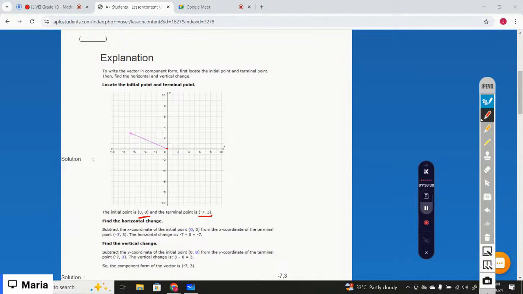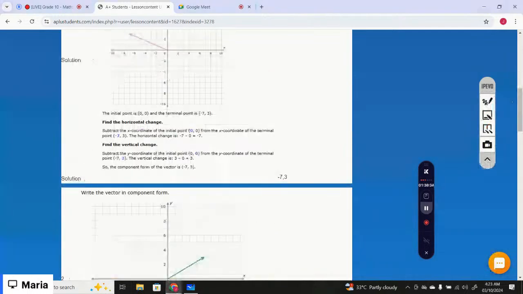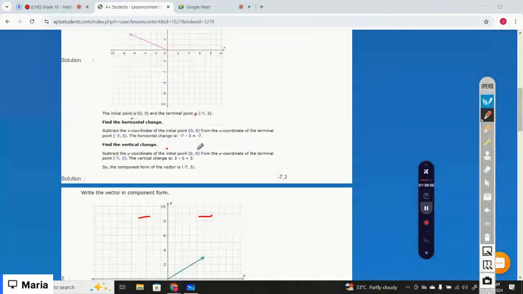So you need to find the change in x-axis values, right? So the change in x is negative 7 minus 0, that is negative 7. The change in vertical value is 3 minus 0, that is 3. So that means the components of the vector are negative 7 and 3. You have to find the change in x value and change in y value, that is negative 7 and 3, right?